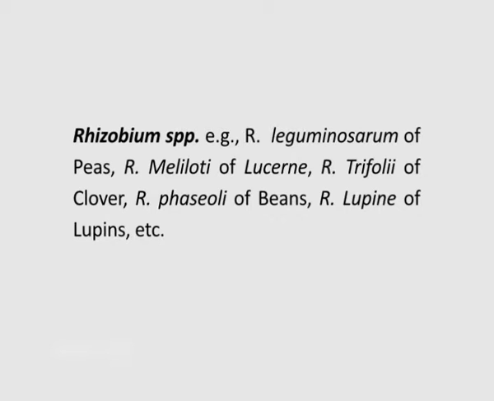Nitrogen fixation is carried out by the bacterium Rhizobium in the root nodules of leguminous plants. Although Rhizobium also lives freely in the soil, it can fix nitrogen only when present inside root nodules of leguminous plants. The nitrogen-fixing bacteria in nodules of leguminous plants can be grouped into three groups based on host specificity and growth of bacteria. As Rhizobium species, example, Rhizobium leguminosarum of peas, Rhizobium meliloti of lucerne, Rhizobium trifolii of clover, Rhizobium phaseoli of beans, Rhizobium lupini of lupins, etc.